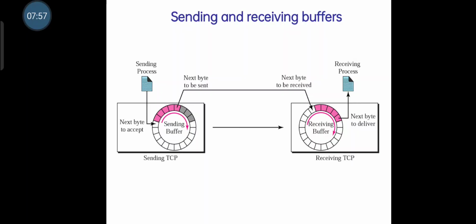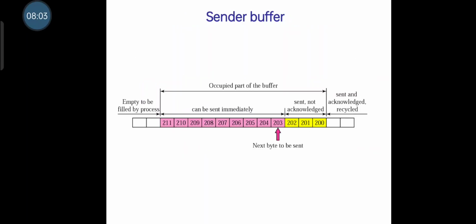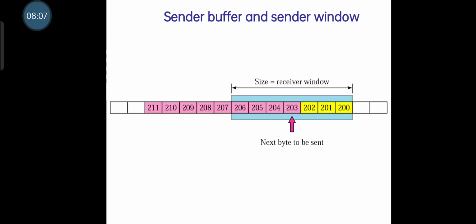But in the receiving TCP, you have only 1 chamber. It is used only to store the data. Okay. So this is the sending buffer and receiving buffer concept.